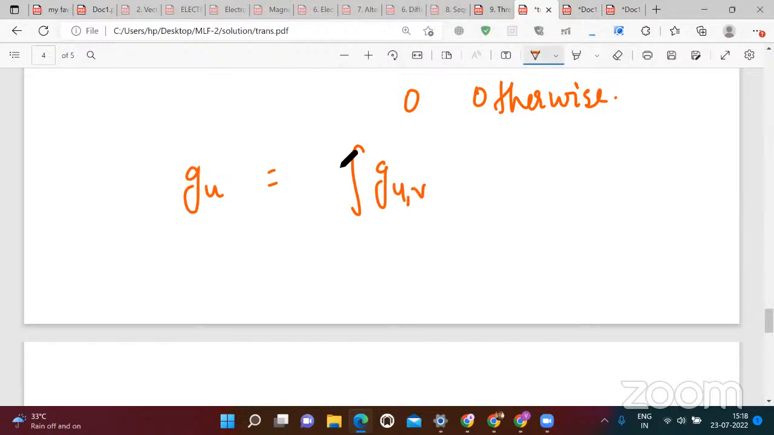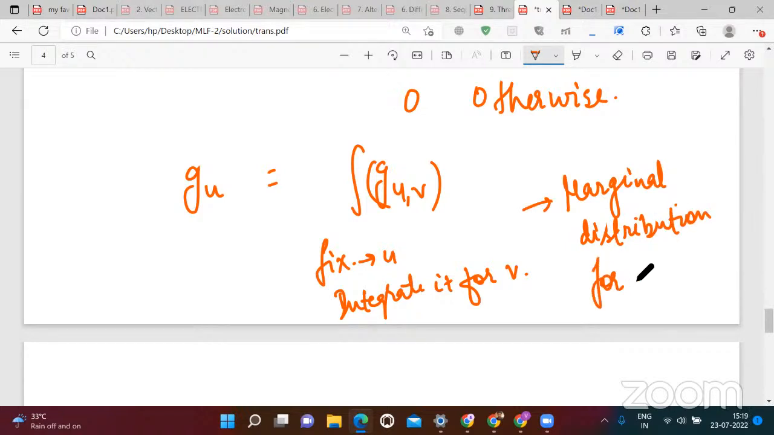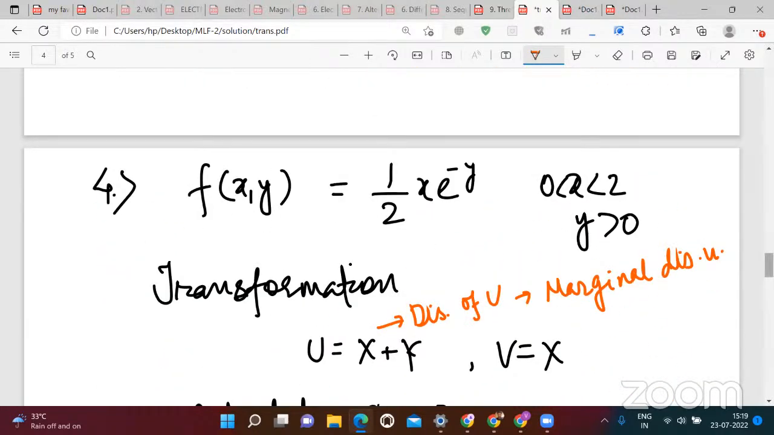So g(u,v) has been given, right? And you need to fix the value of u and integrate it over v, right? This is how you get the marginal distribution for x plus y, or u, right? This is how you have to solve the problem.